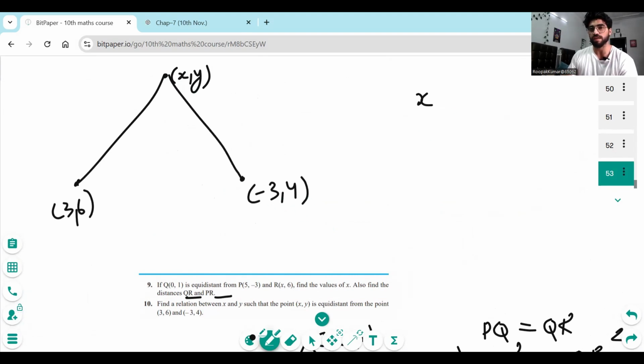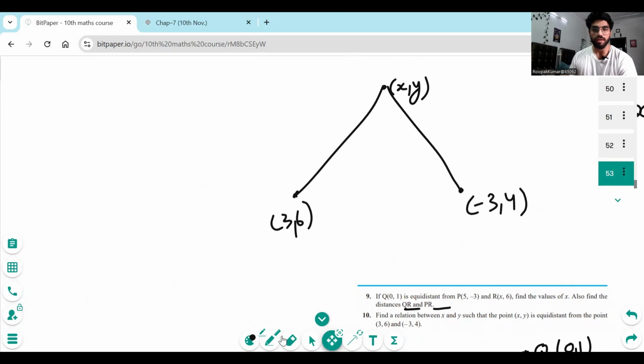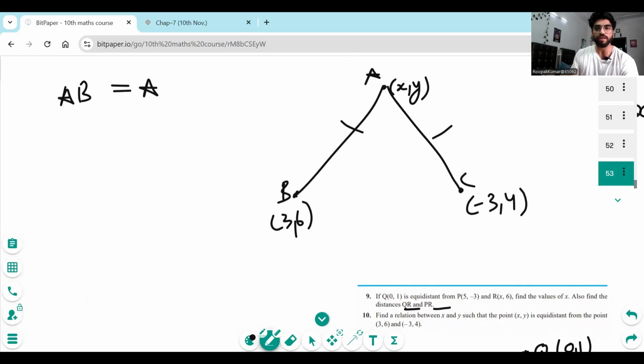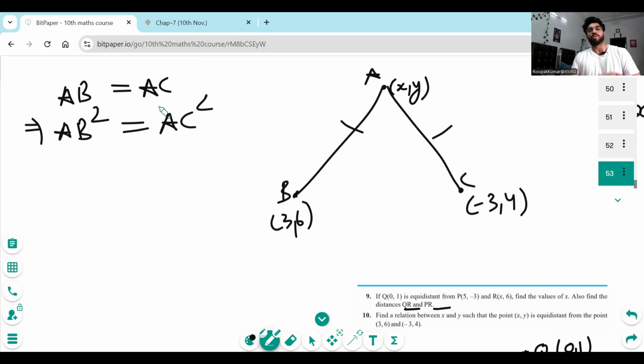Some kind of equation, let's say x minus y is equal to 2 or 3x plus y is equal to 5, some kind of equation you will get. So that is the case, so let's calculate. We have, these are equidistant again, AB and AC. So AB is equal to AC, let's say. So I can write that AB square is equal to AC square, isn't it? So AB square is equal to AC square.